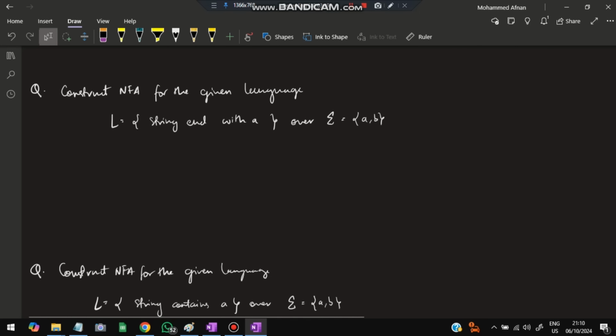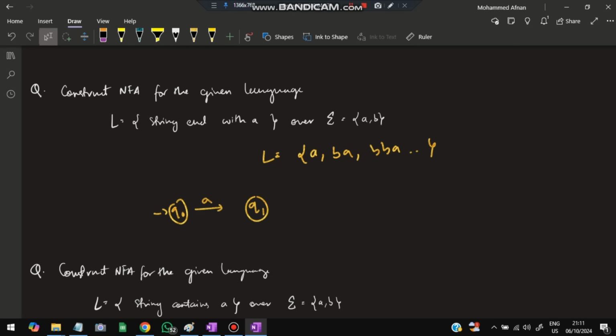Construct an NFA for the given language: string ends with A. If the string is ending with A, what will be the language? Strings can be A, BA, BBA; the last should be A, that's all. Okay, least is this one, so let's define it. Q0, here A, Q1. Now it's my wish, I can define A or B, it doesn't matter. If we have to define A or B here, suppose that A came here, if B comes, it should not be a self loop, it should come back to here. If A, it can be here, n number of A's. And if B starts from here, I can either define or not define, but if you want to define, we can put it as A, B or we can skip also.